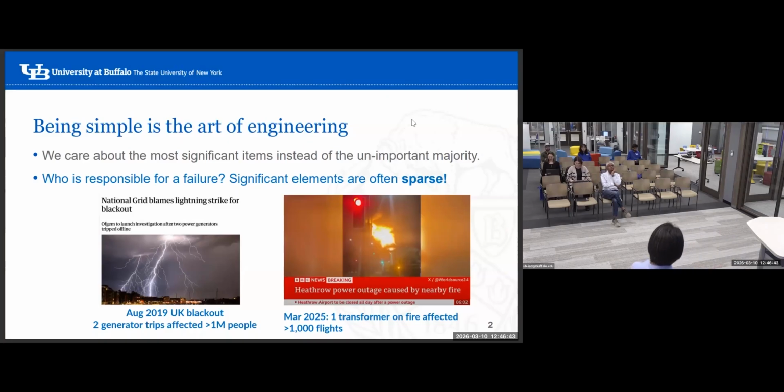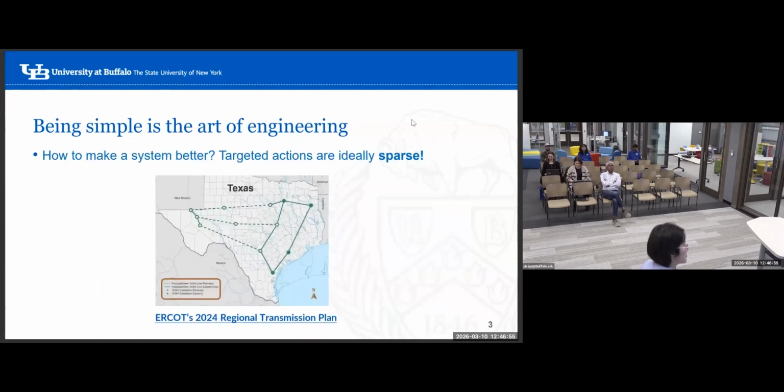Before these failures actually happen, imagine if we can proactively study them and identify some dominant system vulnerabilities, then we can take corrective actions accordingly. Similarly, when we take actions, sparse actions are usually also preferable to improve the system.